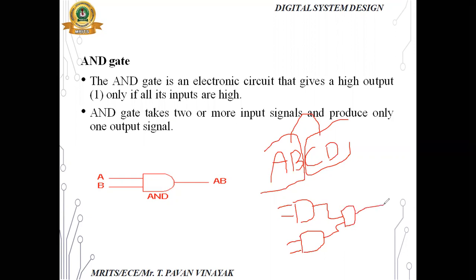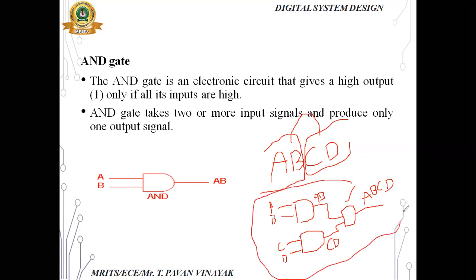Here A, B, C, D, right? The output of this AND gate is AB, and this one is CD. Now this output is given to the input of the last gate. So the answer will be A, B, C, D. So this is one 4 input AND gate: A, B, C, D.